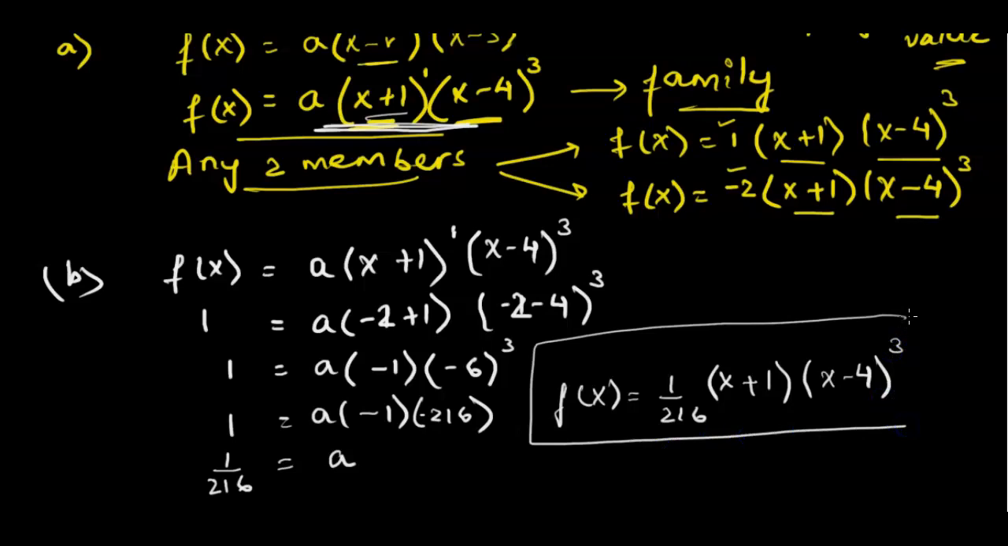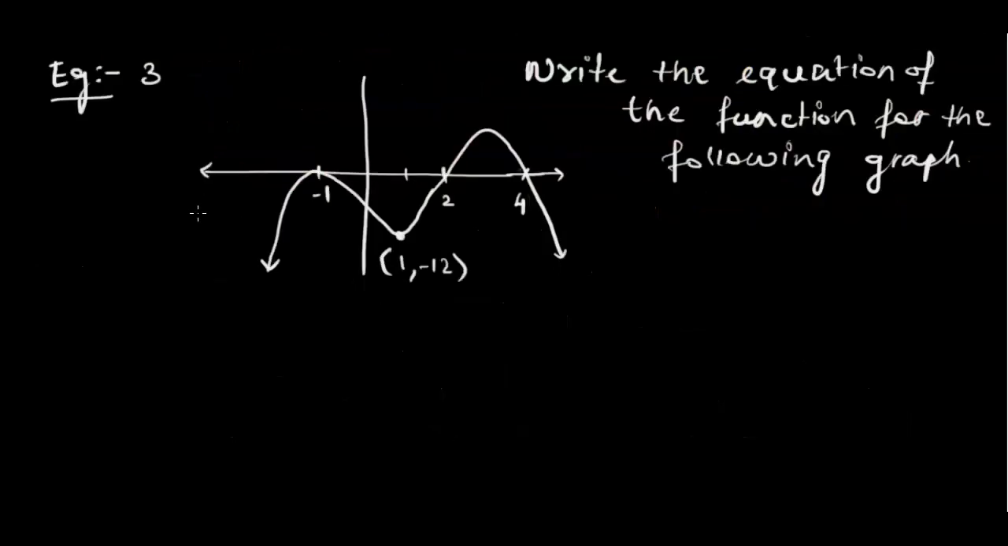Now the difference between part A and part B is that part A wants you to write down any two members, so we can write any of the A values, whereas part B wants us to find the specific A because they have given us a point where the x and y coordinates are known. Now let's say another example, that is the last example that can be asked from this type of lesson: write the equation of the function for the following graph.